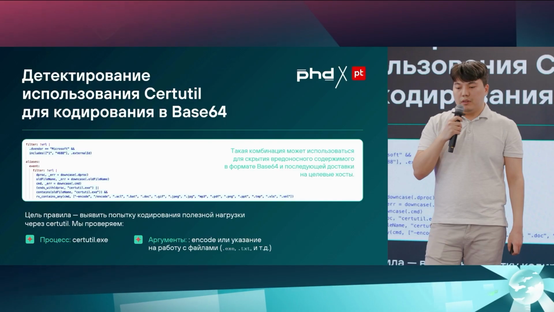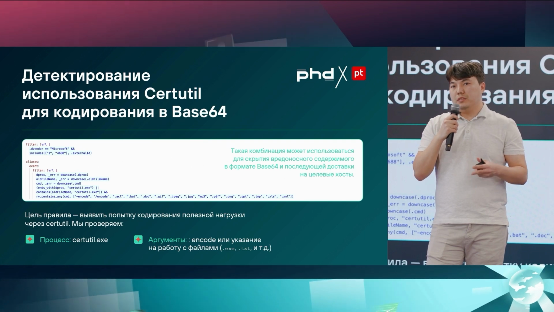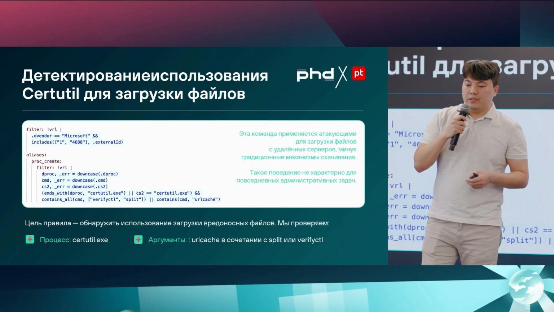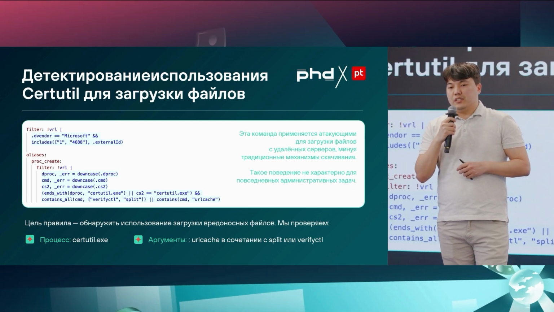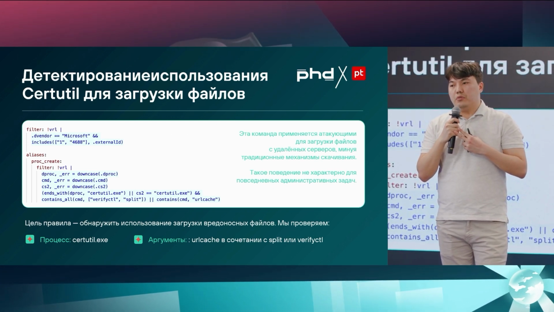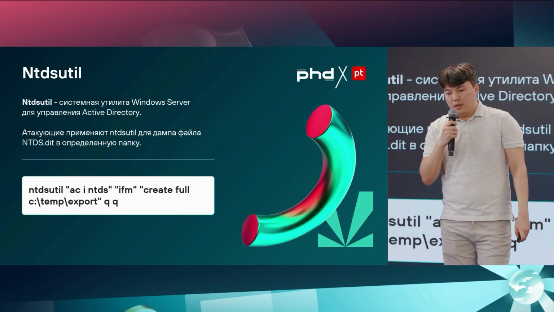So with certutil, they can use urlcache or split arguments for this. Okay, so for detection, the call of certutil with the argument encode, and we should also keep track of various file extensions which might look suspicious. The second thing, we look at downloading files, but here we look at the certutil process, and here we use arguments like urlcache or split.